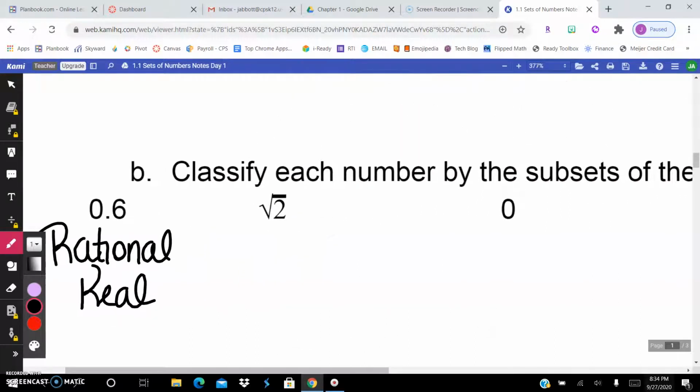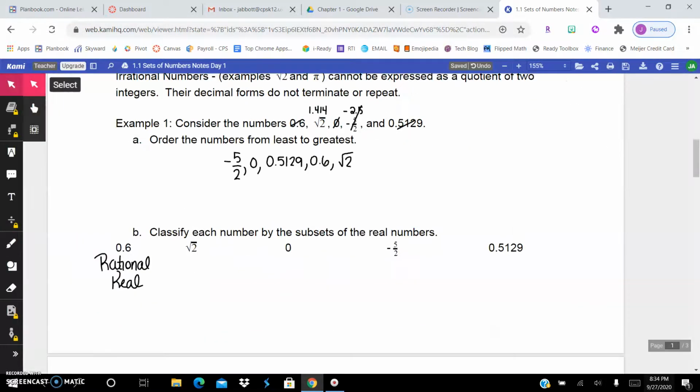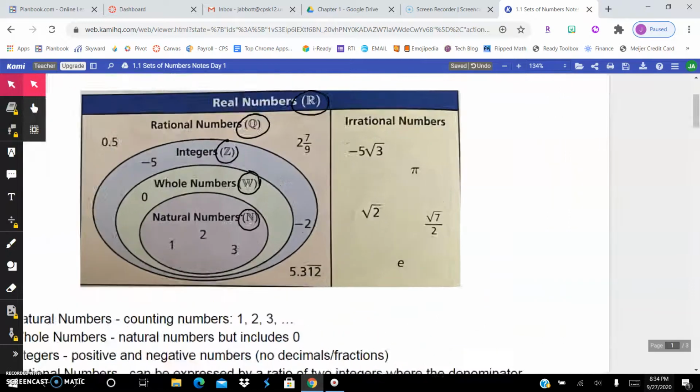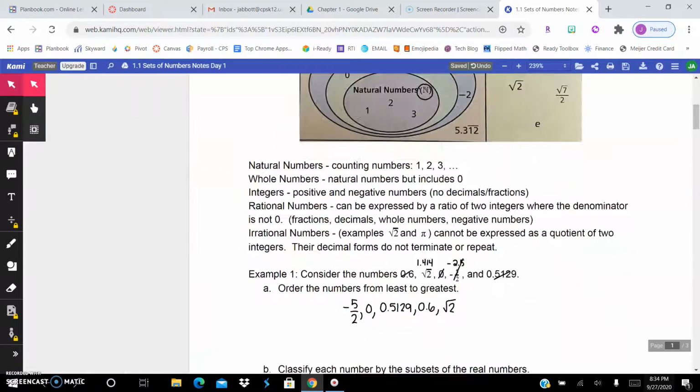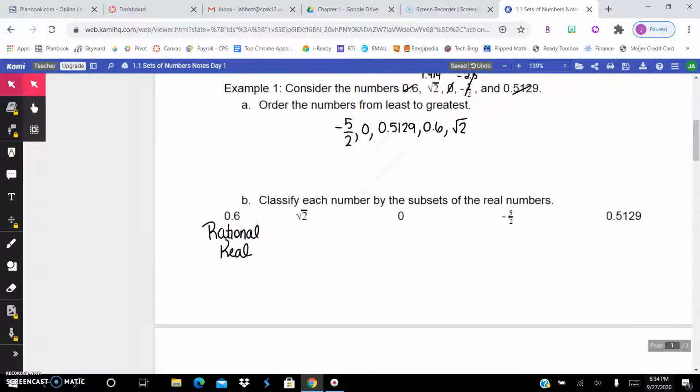Then moving on, we have square root of 2. If I go back up there, and I know square root of 2 simplifies down to 1.414 and some more decimals after that. So it is not a perfect square, so it definitely fits over in the irrational category side. And irrational numbers is a subset of our real numbers, so we have to write both irrational and real.